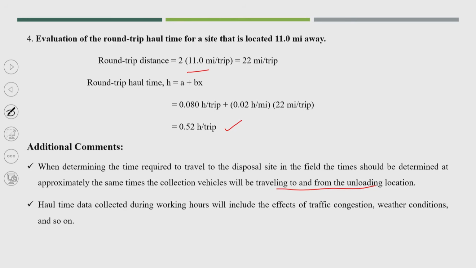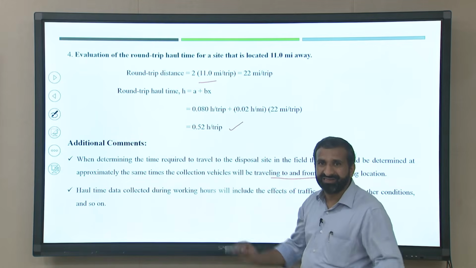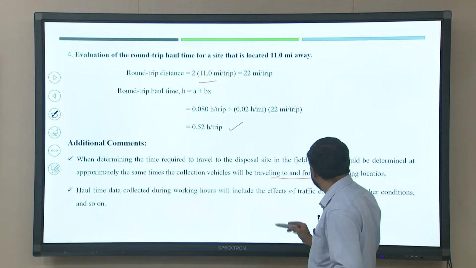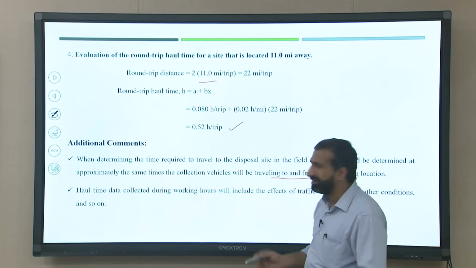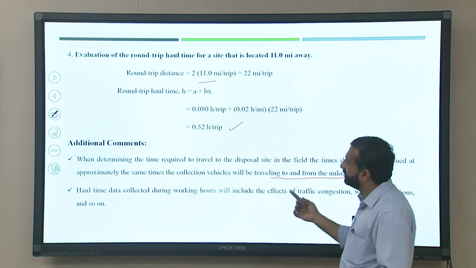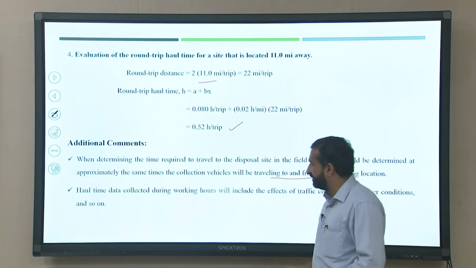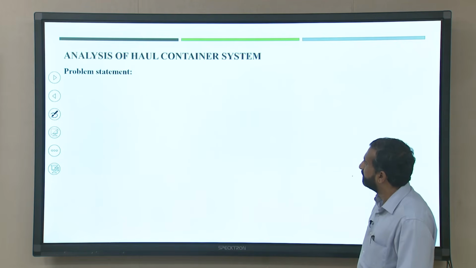And haul time data collected during working hours will include the effects of traffic congestion, weather condition, and so on. So, whatever haul time we calculate includes all conditions like traffic, weather, or whatever maintenance issue comes up. That is included in the haul time data. Okay.